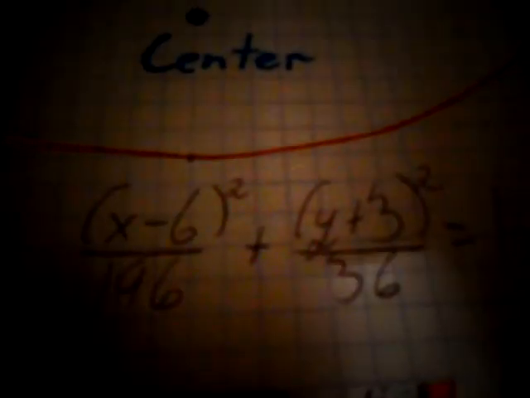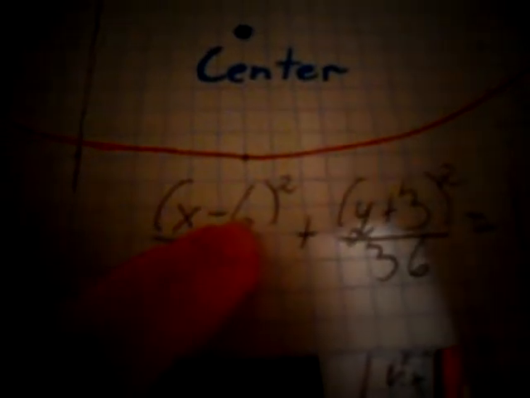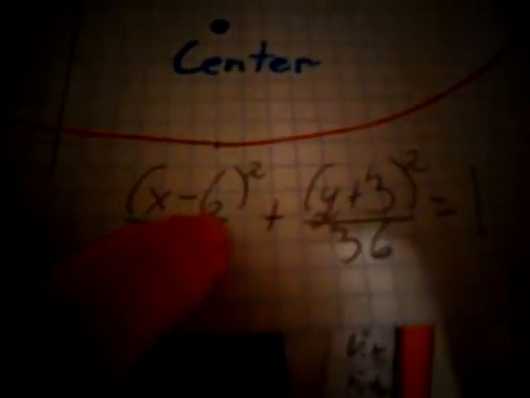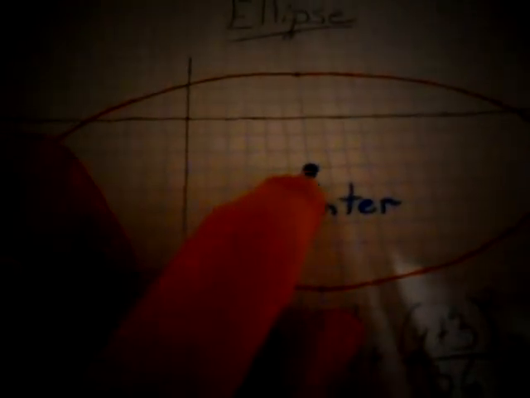Now here, let's look at the standard form. As you can see, you take the opposite of the x and the opposite of the y, so that would be negative 6 and positive 3 in the graph: x plus 6, 1, 2, 3, 4, 5, 6, and 1, 2, 3. There's your center.